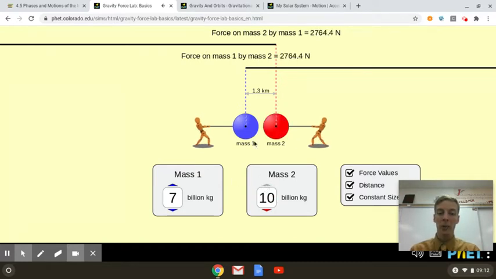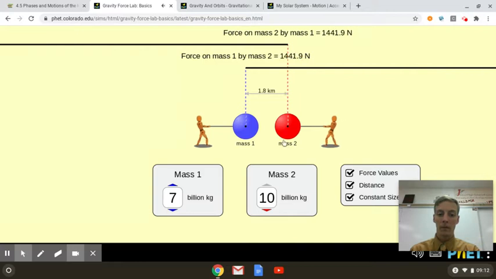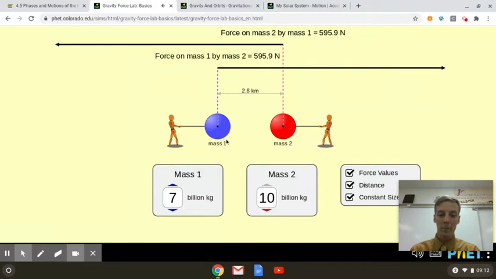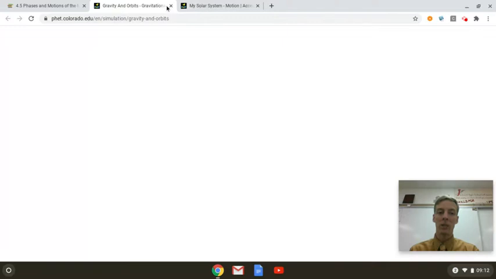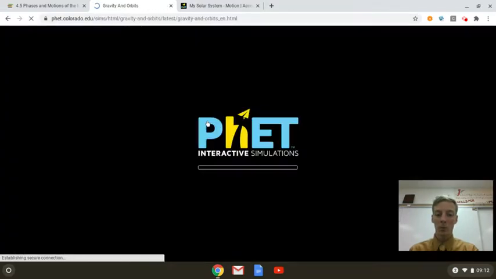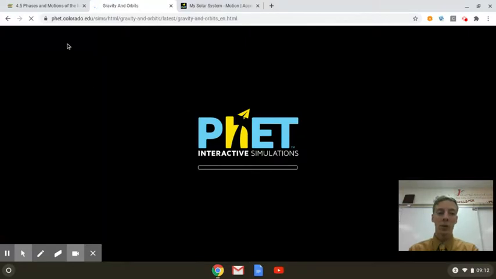So the heavier these are, the stronger the force of gravity. The closer they are, the stronger the force of gravity. And you can work out all of these different examples. All right? Now, that's Newton's law of gravity. Easy enough. We have two different ones about orbits we're going to look at real fast. So, phet.colorado.edu. I'll show you where to get the specific ones we're going to load up.